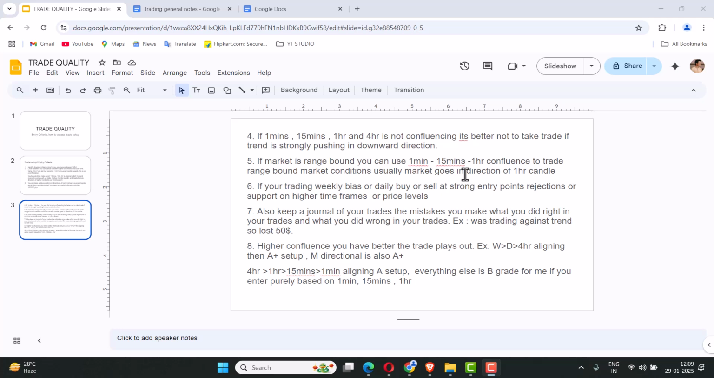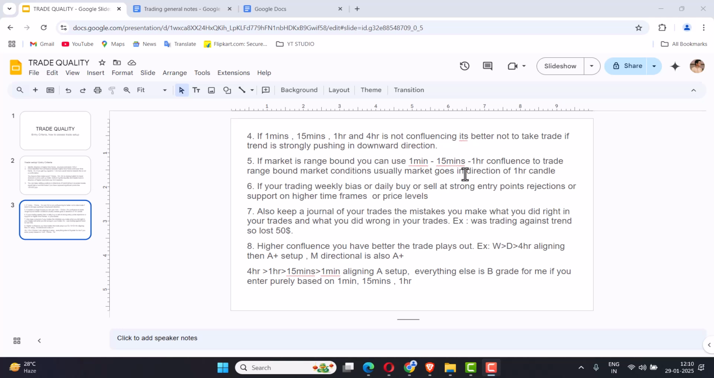And also keep a journal of your trades, the mistakes you make, what you did right and what you did wrong. For example, if you took a trade and made a loss, write the reason why that happened, because you were trading against the trend, or you were overtrading. You have to write that down so that you remember what mistakes you're looping over, because what happens in trading is you keep repeating the same mistakes over and over till you make the change. The thing is, we expect different results doing the same thing, which doesn't work.